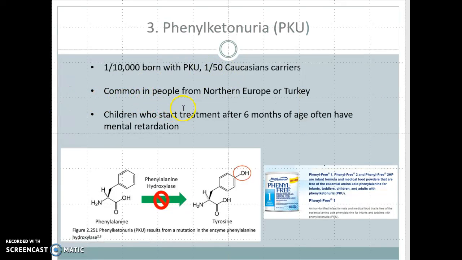And then the third one is PKU. It is another genetic abnormality, and this is a missing enzyme. So in this case, enzymes are proteins. Without this phenylalanine hydroxylase, this amino acid, phenylalanine, cannot convert to the next one, tyrosine. So your body does not make tyrosine, but instead it gets a high level of phenylalanine in the brain. It's particularly dangerous and can cause mental retardation.